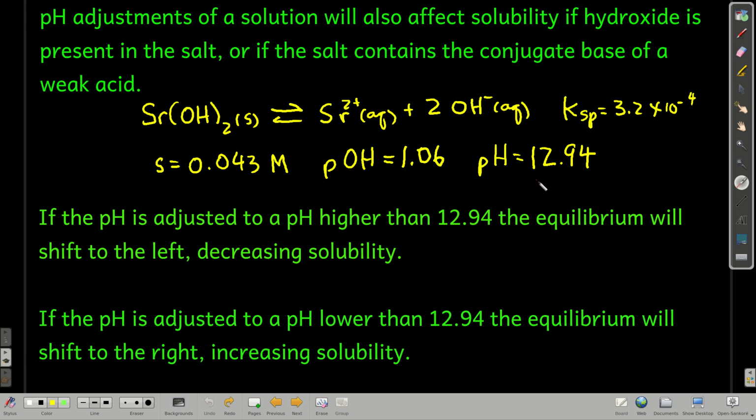Okay, so what that tells us is that if we adjust the pH of this solution so that the pH is higher than 12.94, we make it more basic, we're going to shift the equilibrium back to the left, and we're going to decrease the solubility of the strontium hydroxide. On the other hand, if we acidify the solution, lower the pH lower than 12.94, then the excess hydrogen ions will react with the hydroxide, pulling them out, making water, shifting the equilibrium to the right, increasing the solubility of the strontium hydroxide.